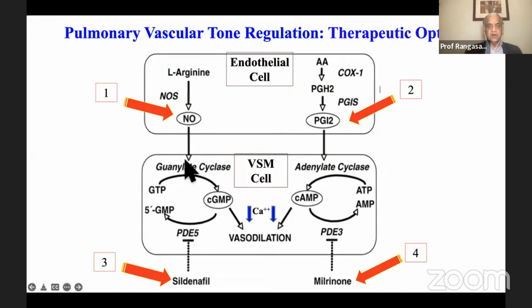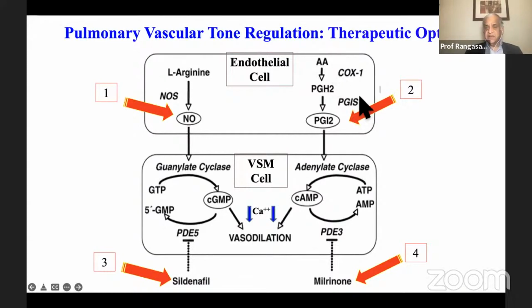Okay, so it acts on guanylate cyclase, converts guanosine triphosphate to cyclic GMP, which is the intracellular messenger that decreases the calcium concentration through protein kinase A, and causes vasodilation. The second pathway is the arachidonic acid pathway.